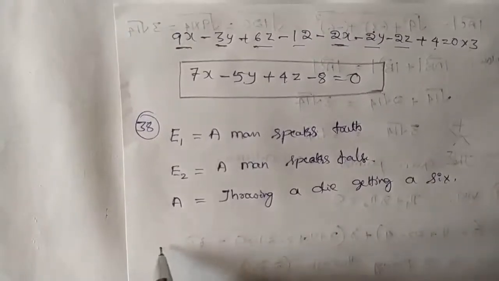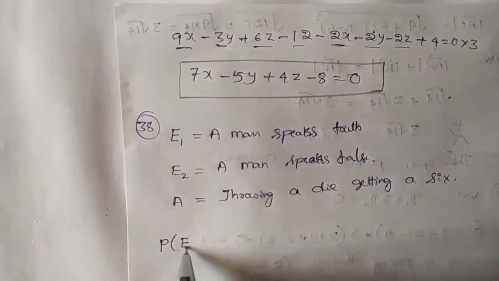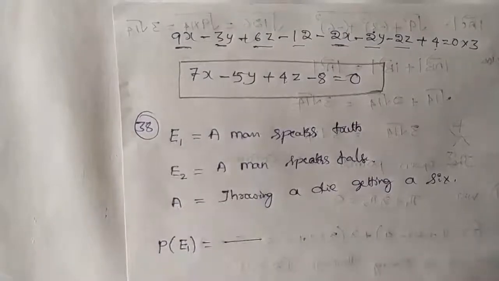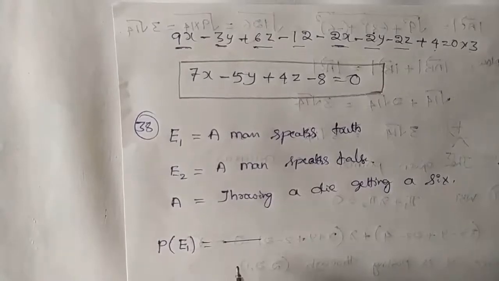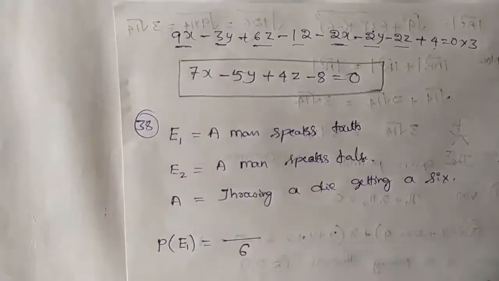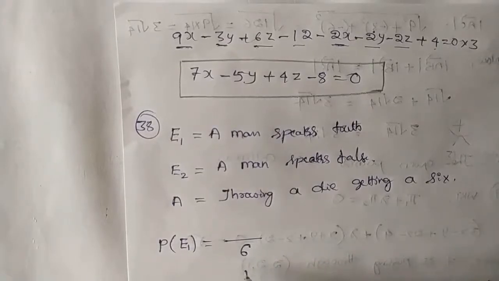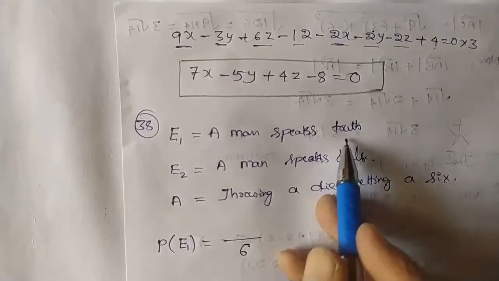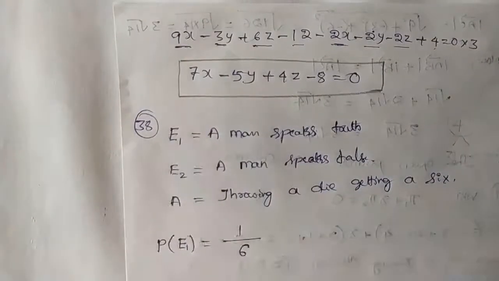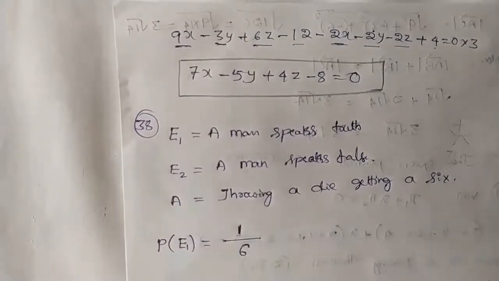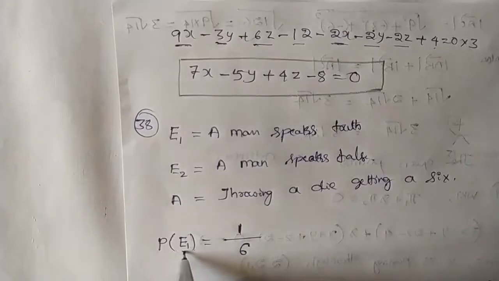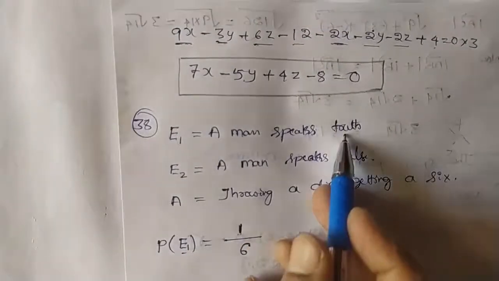Now let us find the probabilities. Probability of the event E1. We know that if we throw a die once, what are the possibilities? 6 possibilities. Out of those 6 possibilities, getting a 6 is 1, which means the event says that the man speaks truth.